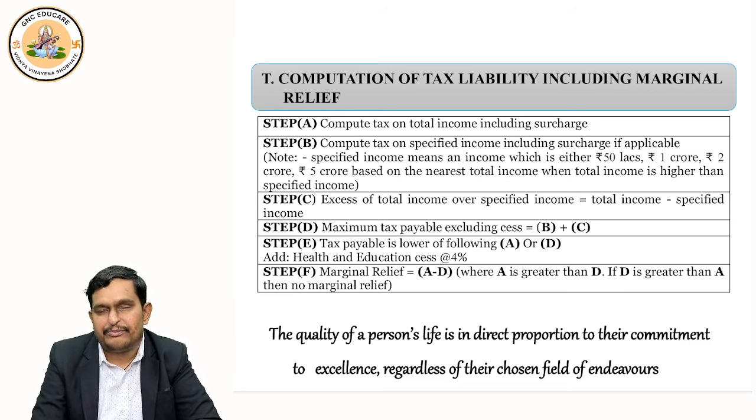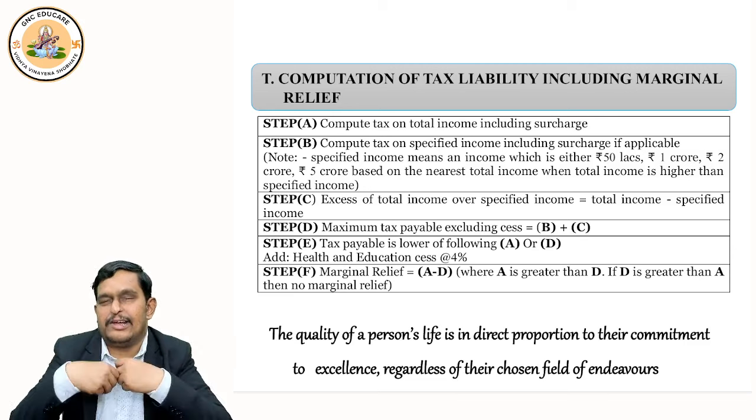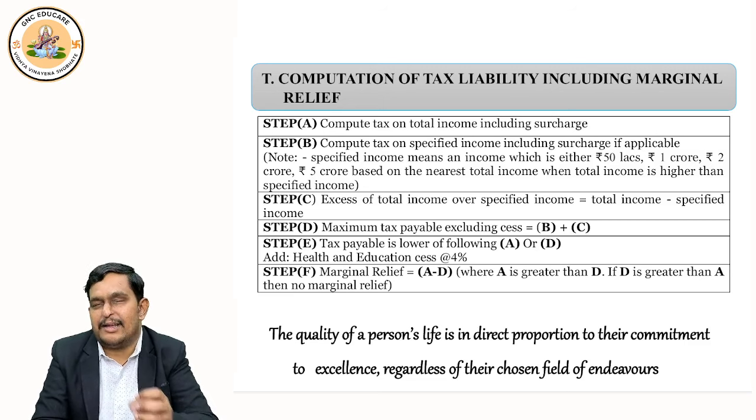Suppose for example, in step A, when we calculated the surcharge, your surcharge itself is more than 1 lakh. So what will you tell the government? Arey government, I don't want to pay this extra surcharge. If you want, you take the entire 1 lakh, but don't trouble me so much. So maximum tax is calculated in step D, and that is tax as per step B plus step C amount. So step D is equal to B plus C.